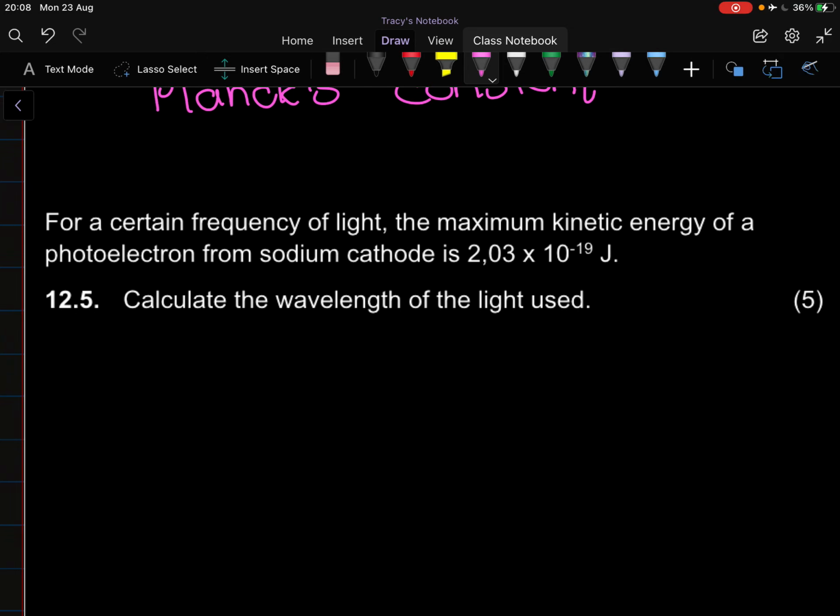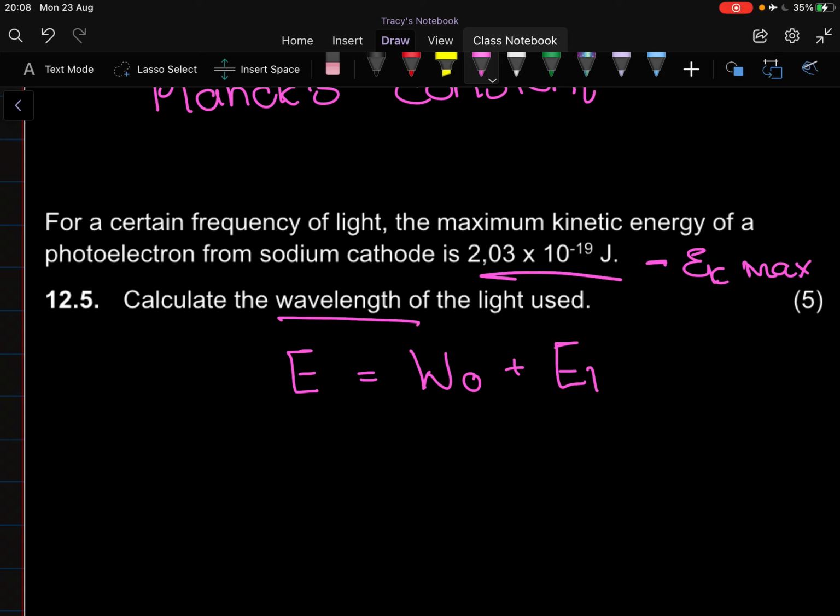Then they say, for a certain frequency of light, the maximum kinetic energy of the photoelectron from the sodium cathode is 2,03 times 10 to the minus 19. That's EK max. Alright? They want to know the wavelength of the light used. As soon as we're looking at EK max, we know we're going to use E equals W0 plus EK max. We want to know the wavelength, so we're going to do hc over lambda. We're going to use hf0 because I know the threshold frequency from the graph, and they've given me EK max.